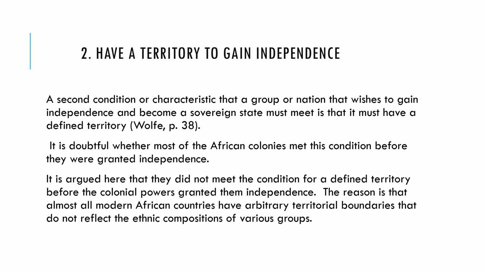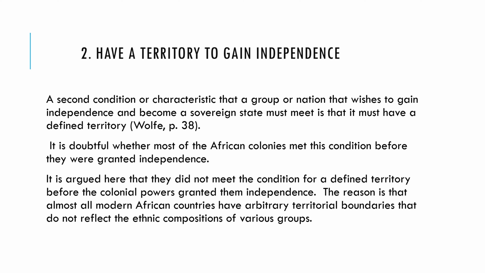Now, let's look at condition number 2. A second condition or characteristic that a group or nation that wishes to gain independence and become a sovereign state must meet is that it must have a defined territory. It is doubtful whether most of the African colonies met this condition before they were granted independence.